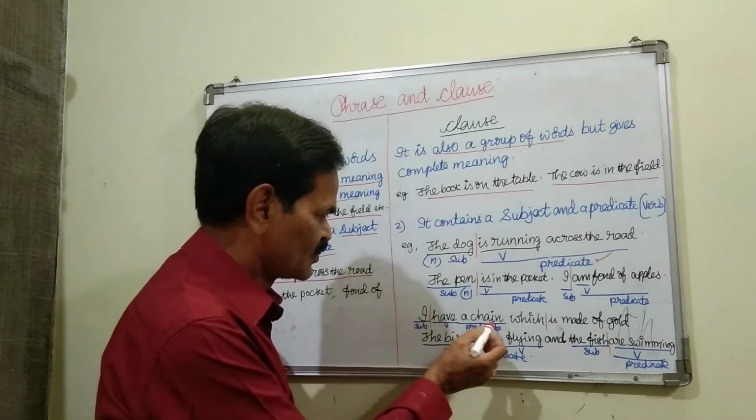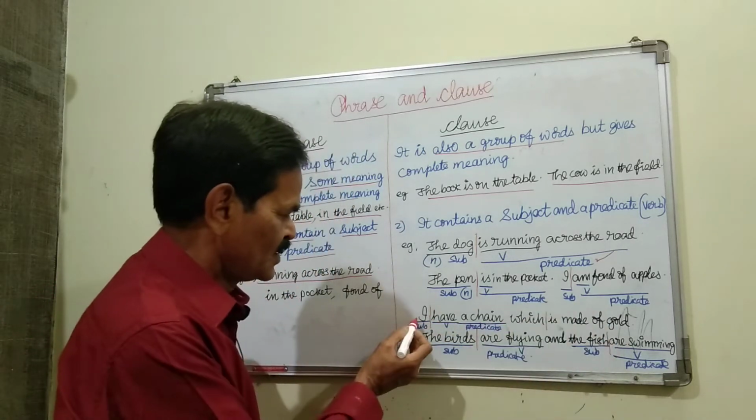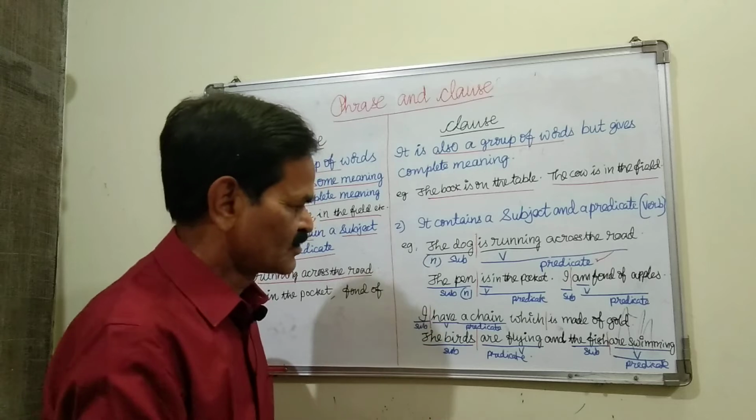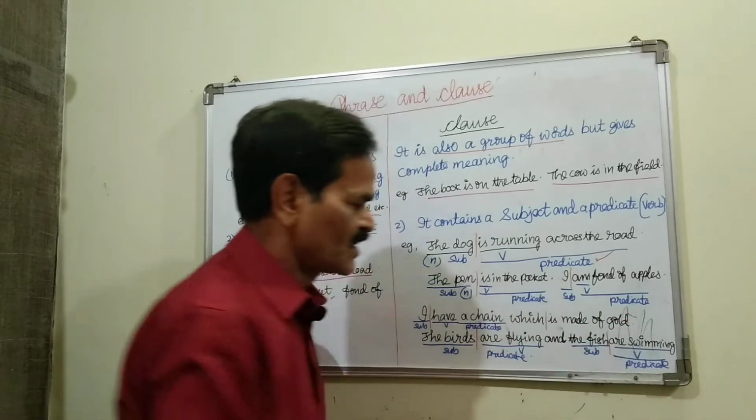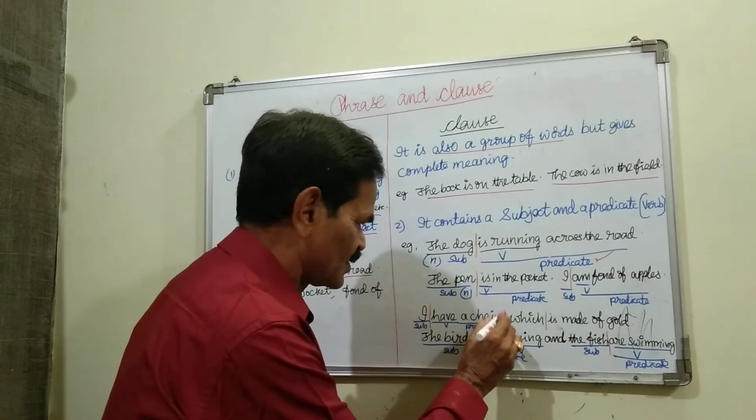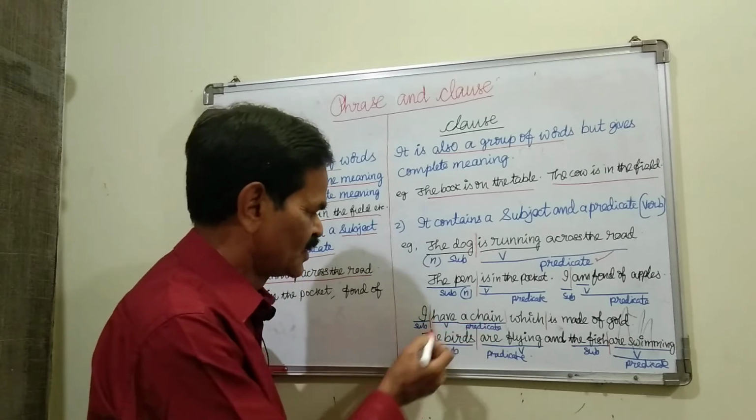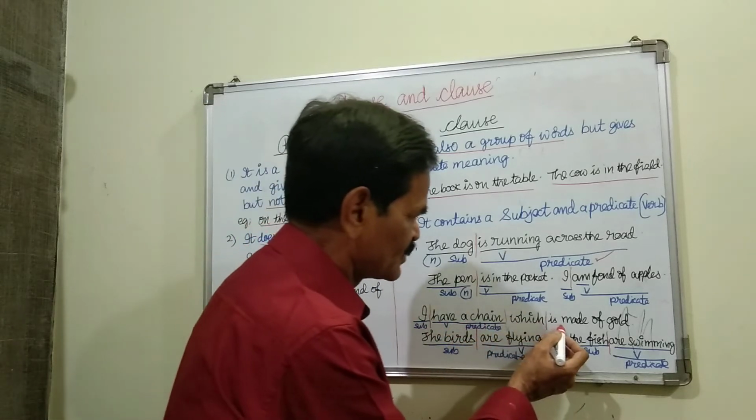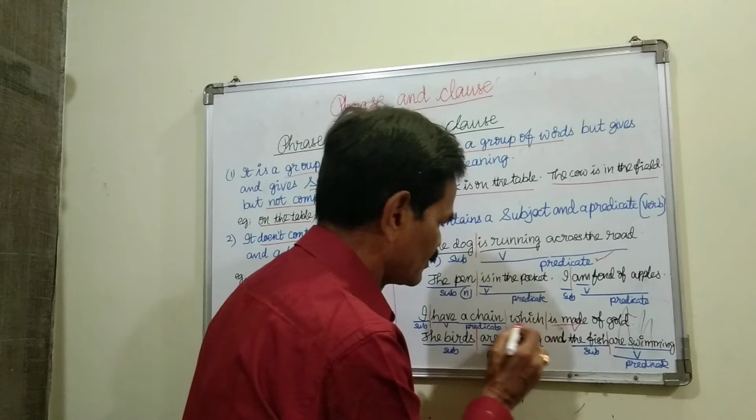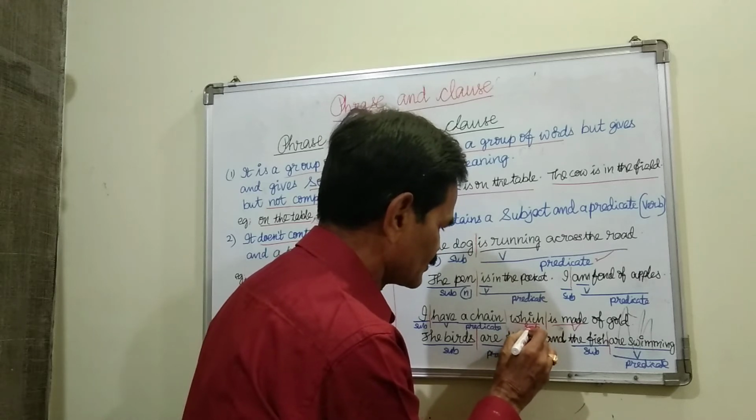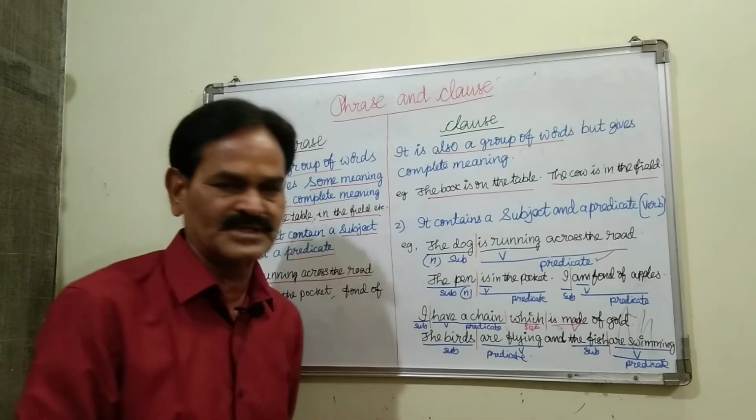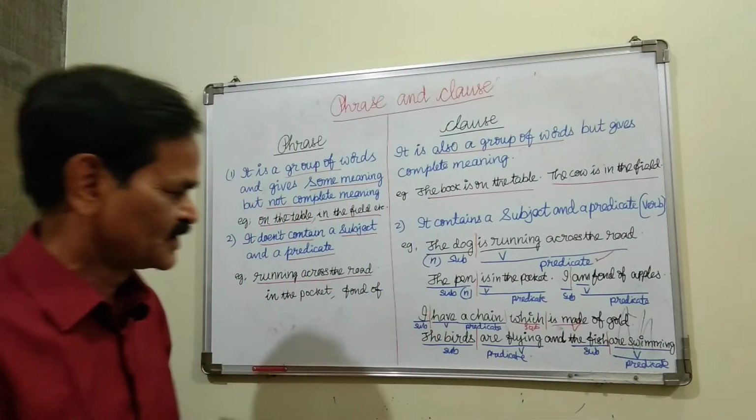I have a chain which is made of gold. Here, I have a chain is one clause, and which is made of gold is another clause. Two clauses are there here. I is the subject, have is the verb, and have a chain is the predicate. And in which is made of, which is the subject and is made of is the verb, and this is another clause. In this, two clauses are there. This is a complex sentence.